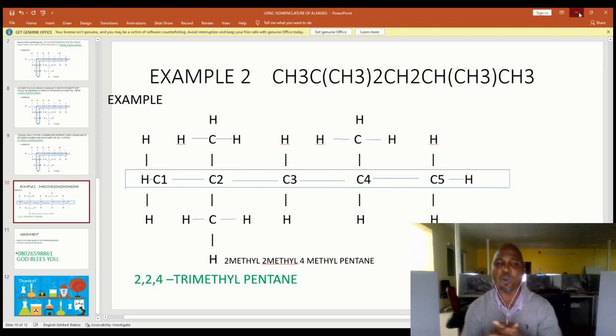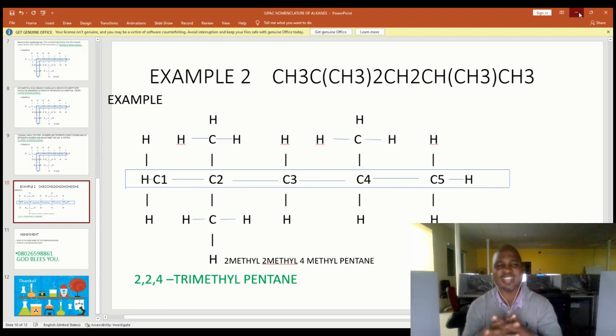To make it simpler and make our work logical, you can see that there are 2 numbers here, 2,2,4 trimethyl pentane. So in between 2 and 2, we separate with a comma. 2 and 4 we separate with a comma, and 4 and T we separate with a hyphen. And that's how we came about 2,2,4-trimethyl pentane. That's the name of this organic compound.